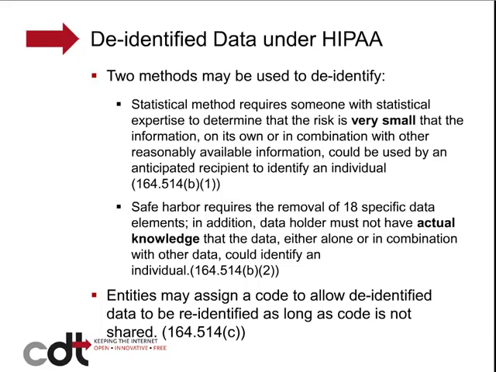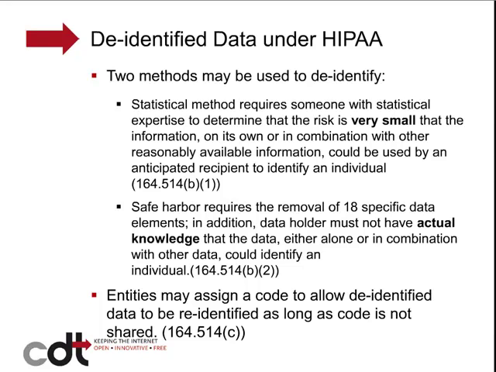And then there is the safe harbor method, which requires the removal of 18 specific data elements or data categories, and the data holder must not have actual knowledge that the data, either alone or in combination with other data, could be used to identify an individual. There's the reference to the regulation there for those of you who are not familiar with those 18 categories. It is permissible for entities to assign a code to allow de-identified data to be later re-identified, again, as long as you don't share that code.